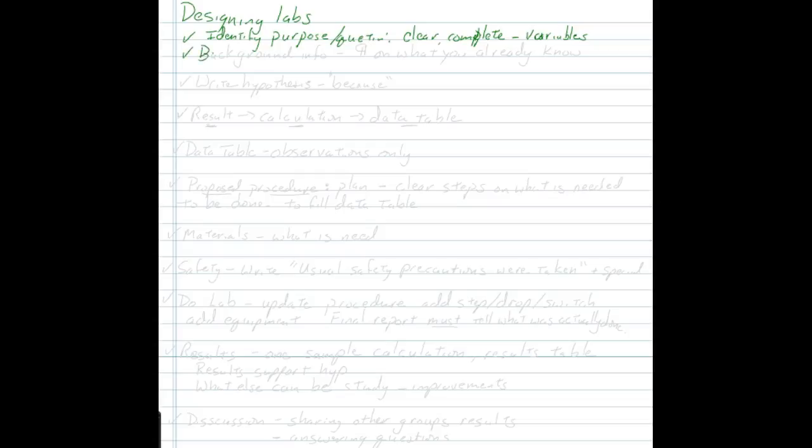Background information. On background information, it's just a short paragraph. That's a symbol for paragraph. On what you already know. You already know about the subject. It can be common knowledge stuff. It can be stuff that we've studied in that chapter.